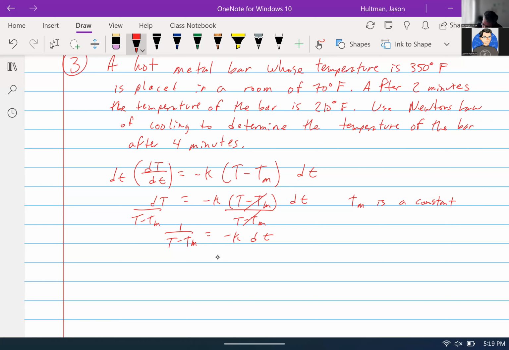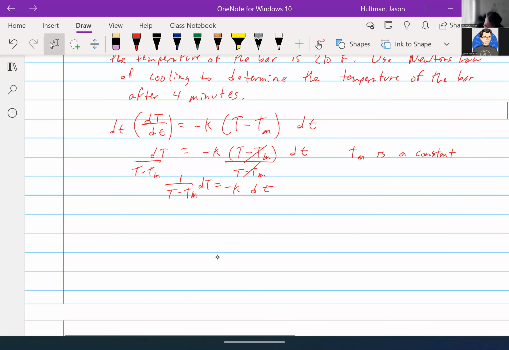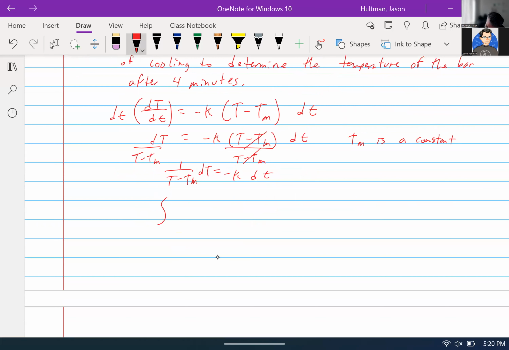Okay, so now dT, capital T. So now we want to integrate this. Maybe I'll give myself some extra space here. 1 over T minus Tm dT. Sorry, the t's can get a little confusing here. My integral of negative k dt, lowercase t.